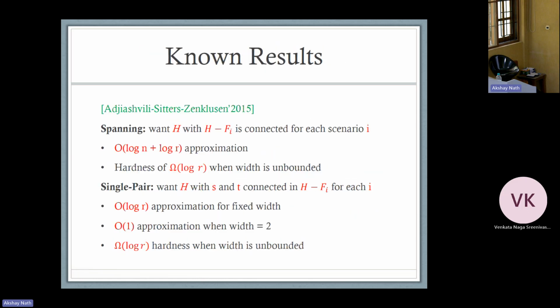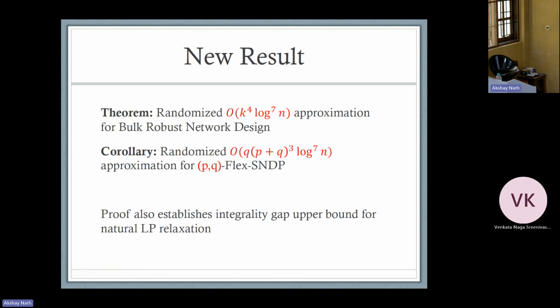Okay. So now people studied this model. They had some results for spanning and single pair. So I won't mention all those details, but what can we prove? What we proved was that there is a randomized K to the 4 log to the 7 approximation for this bulk model. So it's actually tractable somehow. Even though it is very general, as long as your width is not too bad, you can get something. As a corollary, immediately we get this result for flex. So it's more general, but we get this result.